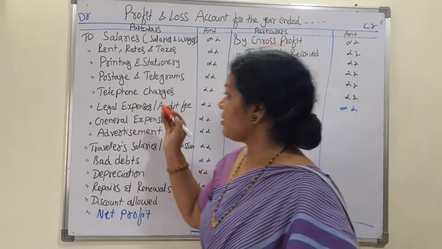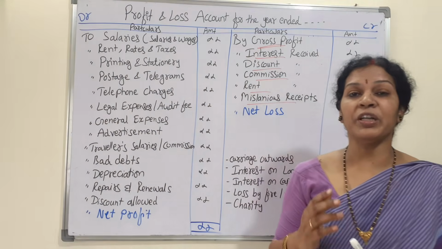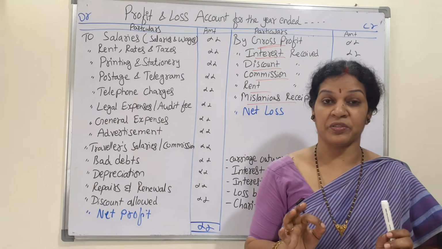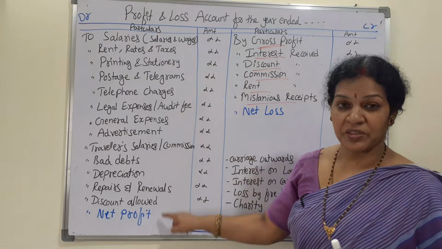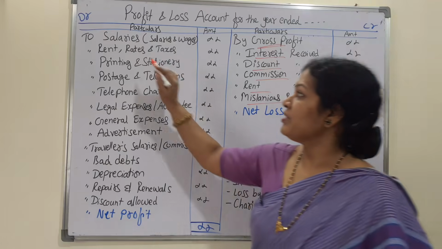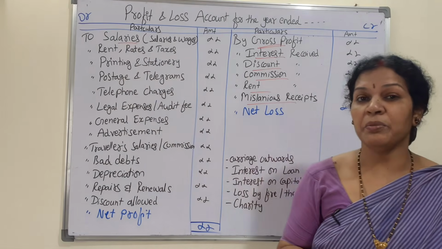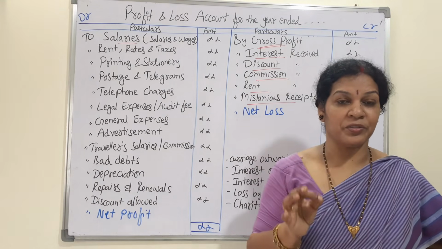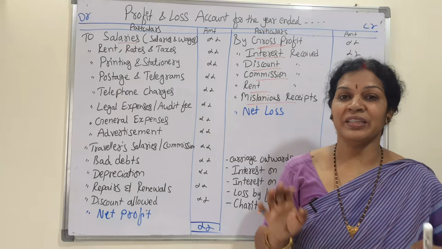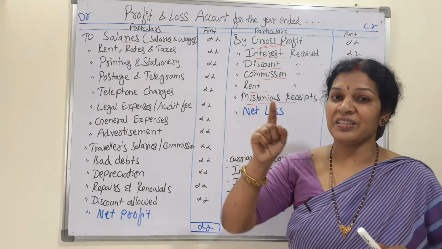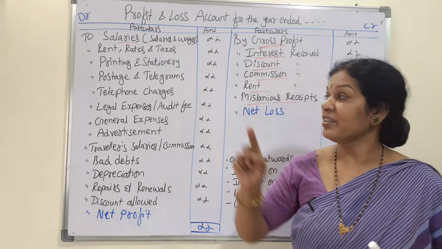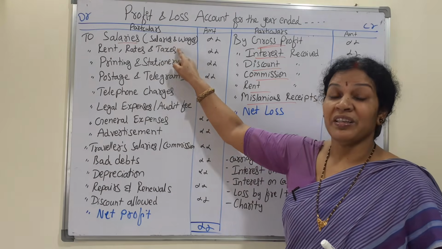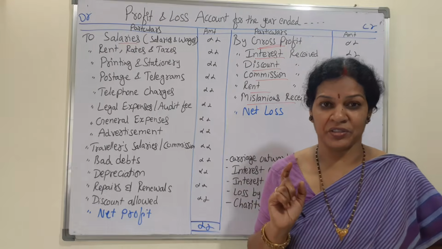Now coming to the debit side. What do we write on the debit side? Indirect expenses. What are indirect expenses? All these. The first one is salaries. Salaries will be paid to the employees, who are available in the office. That is why salaries always come as indirect expenses on the debit side of the profit and loss account. Also remember, sometimes they'll give you salaries and wages.